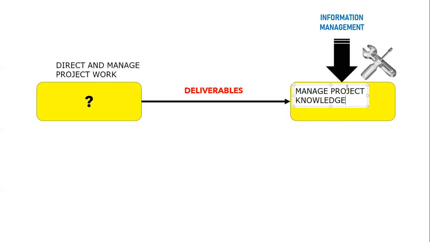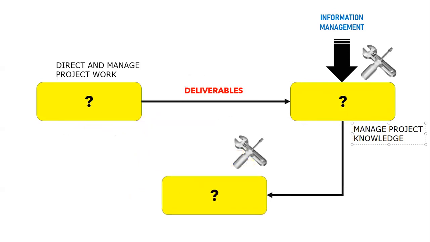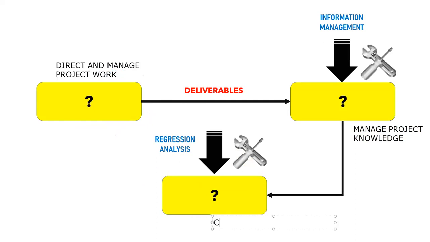The next part of the puzzle is for you to tell me, based on this association that I'm about to show you, which is a process that uses regression analysis, I want you to tell me which process this is. You know that it uses regression analysis as a tool and technique, and I'm going to call this process C.